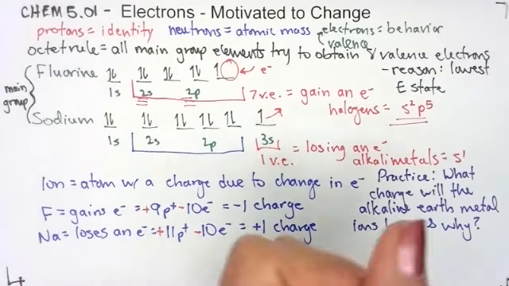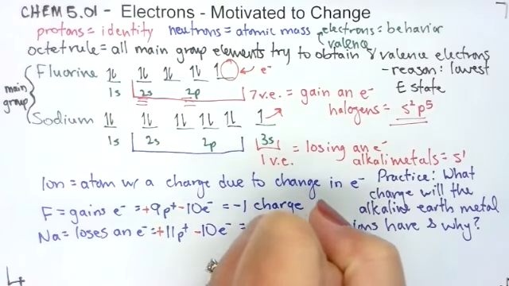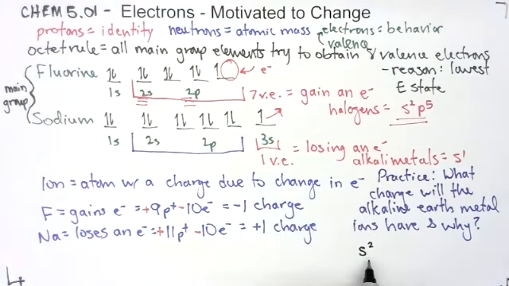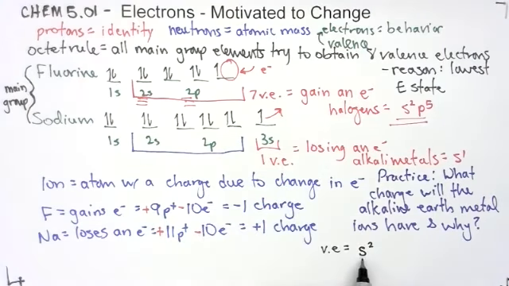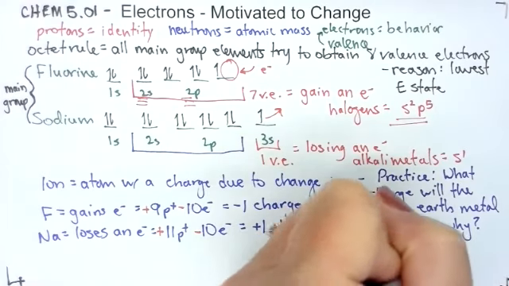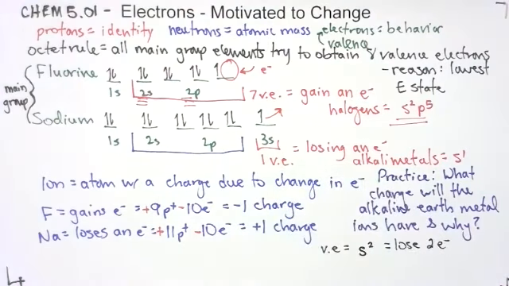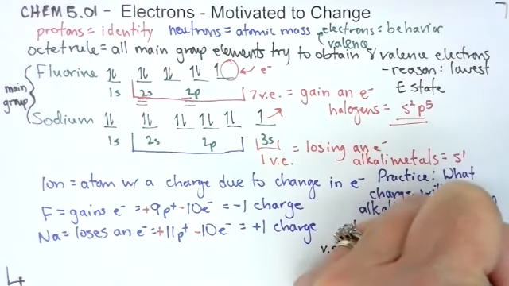So the answer is that all of the alkaline earth metals, so if we look at beryllium, beryllium's going to be 2s2 for its valence. Magnesium's going to be 3s2. They're all going to have an s2 as their valence electrons. So in order to get a full octet, they're going to lose 2 electrons. And if you lose 2 electrons, that's always going to give you a +2 charge.